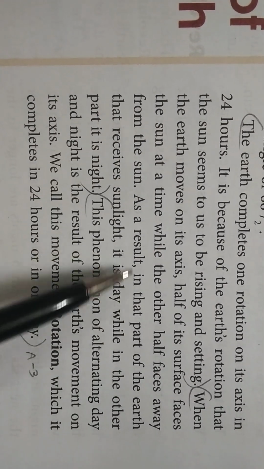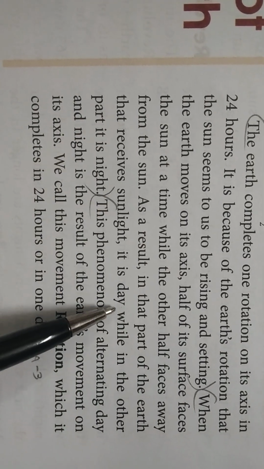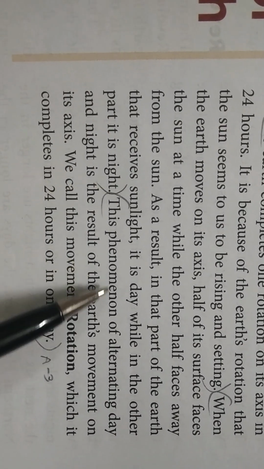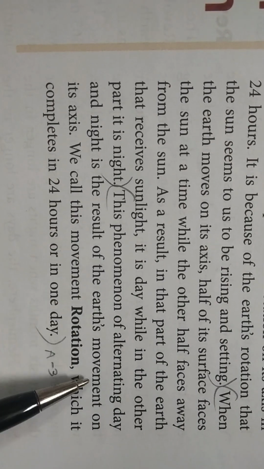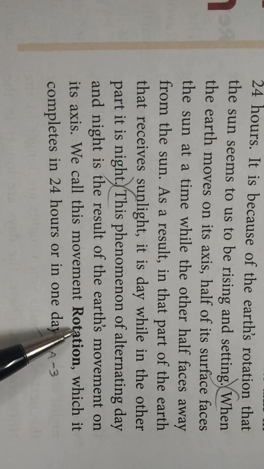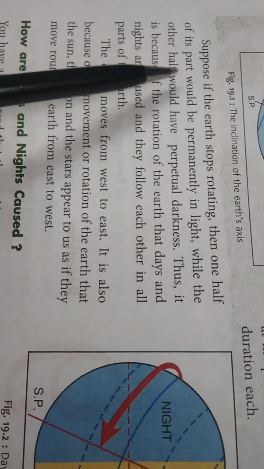As a result, in that part of the Earth that receives the sunlight, it is day, while in the other part it is night. This phenomenon of alternating day and night is the result of the Earth's movement on the axis. We call this movement rotation, which it completes in 24 hours or in one day.